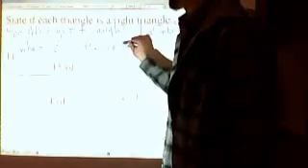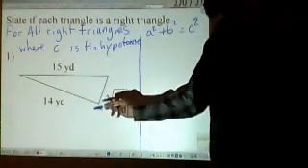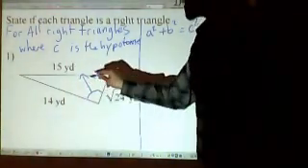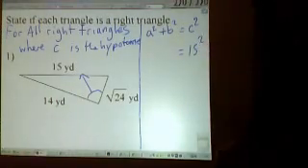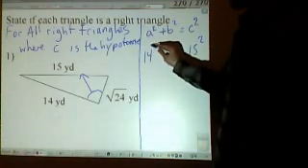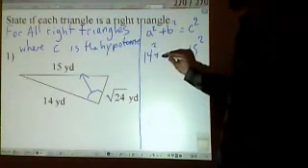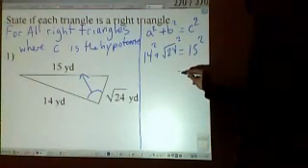So what are we going to test to see if it's true that it's our hypotenuse? We're going to test 15. Okay, so draw your arrow here and let's point at it so we know that's our hypotenuse. Okay, so we're going to put 15 over here, 15 squared. And now we know 14 is a, and square root of 24 is our b. And don't forget to square both of them, right?